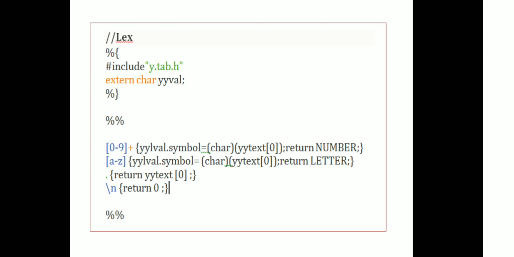In the Lex program we specify one variable, yylval, as extern. We require this variable for further use. And the header file y.tab.h defines all the tokens which are generated by the Yacc program.